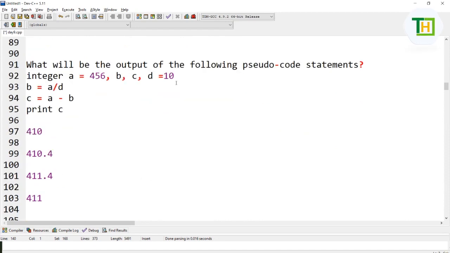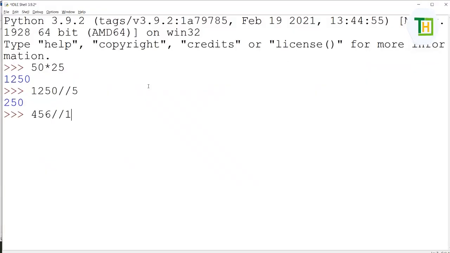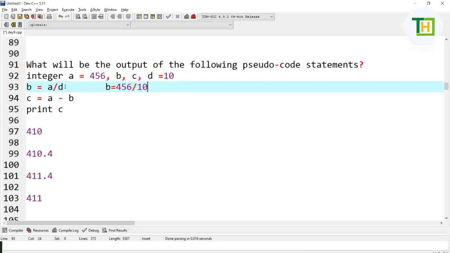Okay, now it is an integer. A is equal to 456, and D is equal to 10. Here, B is equal to A by 10, that means 456 by 10. Both are integers, right? Integer by integer is definitely going to be an integer. 456 divided by 10, the answer is going to be 45. B is going to be 45 here.